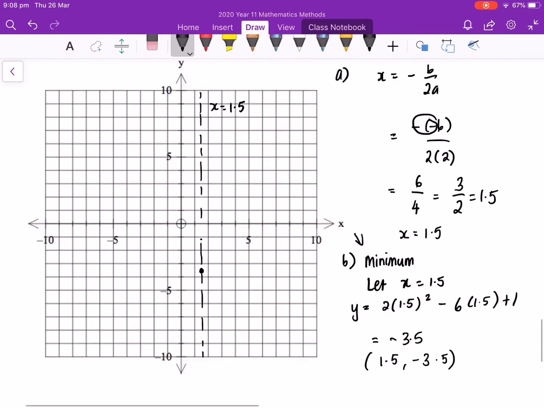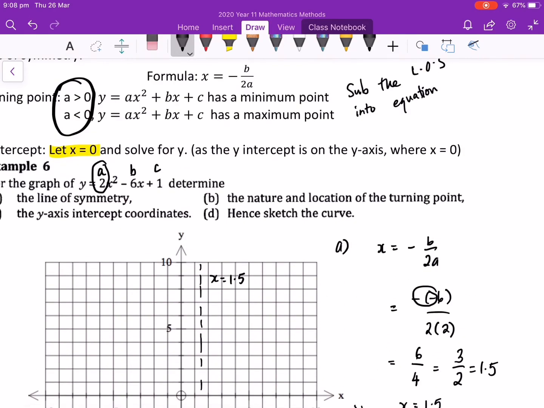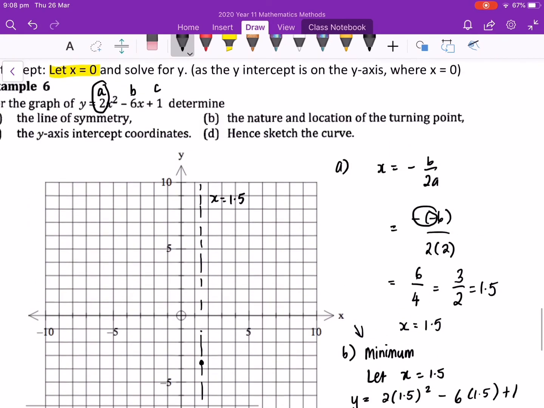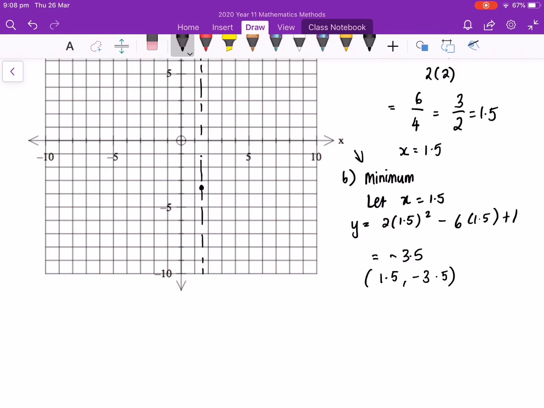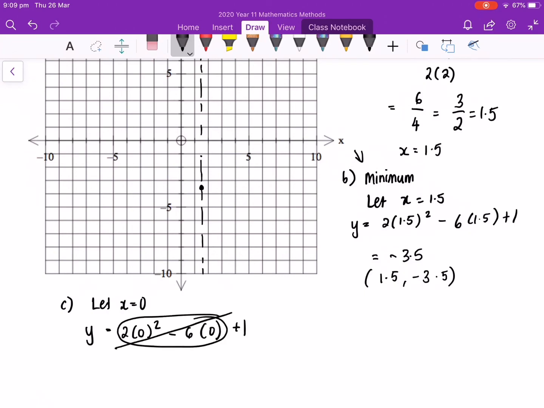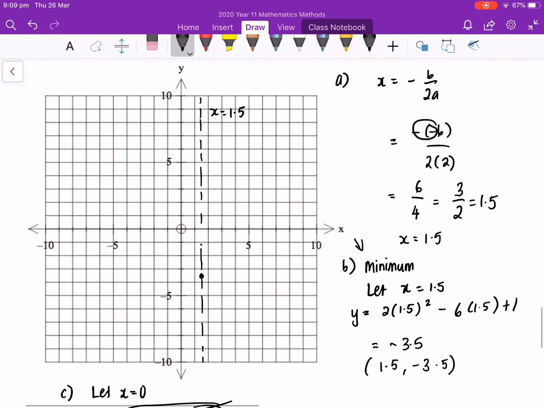All right, let's do part C. Part C here is I'm going to find the y-axis intercept, which is when x equals 0. So let x equal 0 in my rule here. Now this basically all cancels out because it's all multiplied by 0. So that tells me my y equals 1. So the coordinate is 0, 1. So I'm going to plot that point here as well.